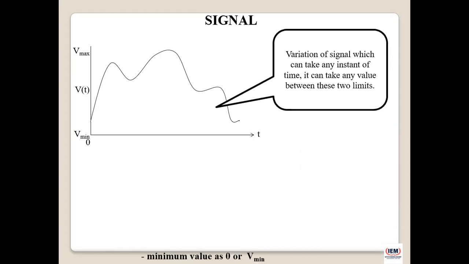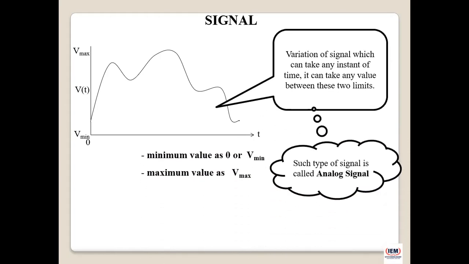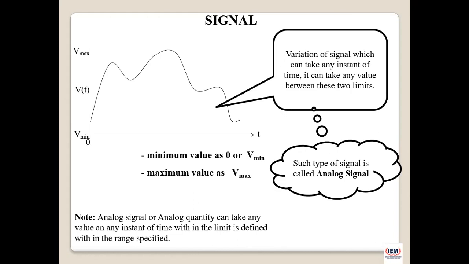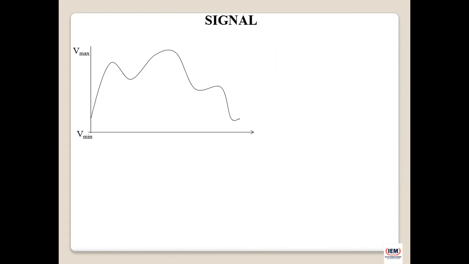Then we are discussing the analog signal. Such a signal we call an analog signal. It is a variation of the signal which, at any instant of time, can take any value between those two limits, like V min and V max. Such a type of signal we call an analog signal. This is some note I gave in the last class.